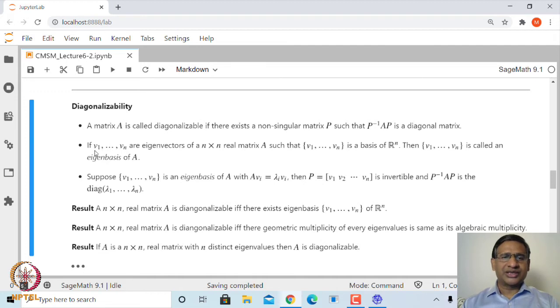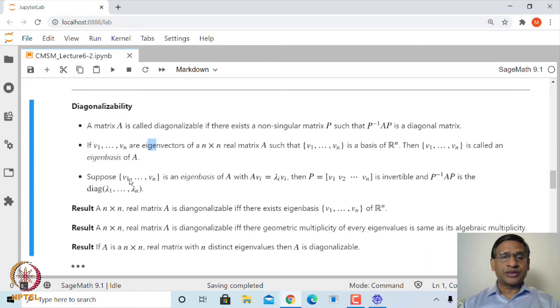Now, the next is a definition. If you have vectors v1, v2, ..., vn which are eigenvectors of A with respect to some eigenvalues lambda 1, lambda 2, ..., lambda n, and also these v1, v2, ..., vn form a basis of Rn, then this basis is known as an eigenbasis. So, an eigenbasis is nothing but a basis in which every vector is an eigenvector.